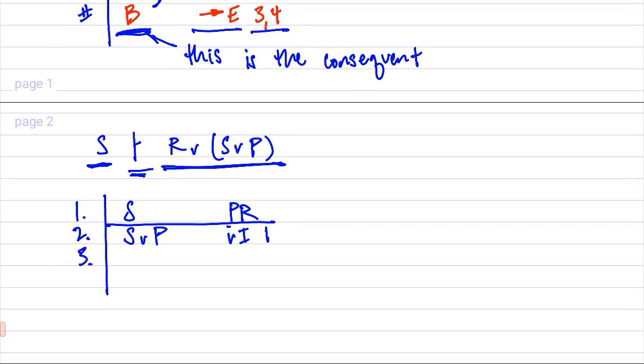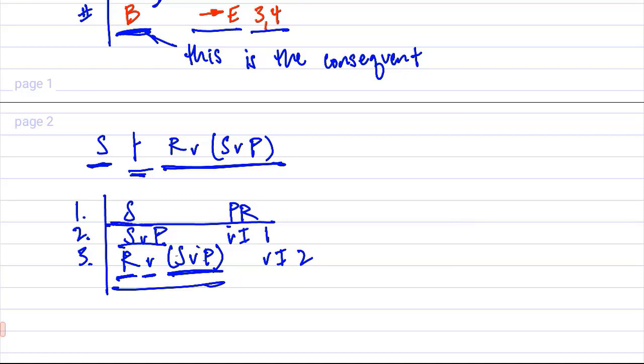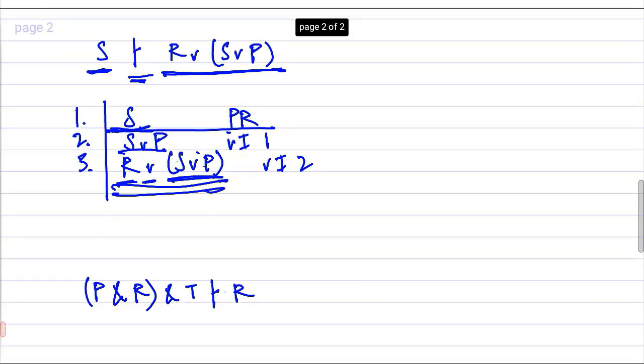Okay, then line 3. What do we want here? So on line 3, we've done the same thing. We've used wedge introduction again, and we've repeated S or P. And then we've introduced a new wedge and R. So we're going to cite that as wedge introduction. And here we've used line 2. Okay, so this is our conclusion, so we're done. So we've shown how we can get from S, our one premise, to this conclusion.